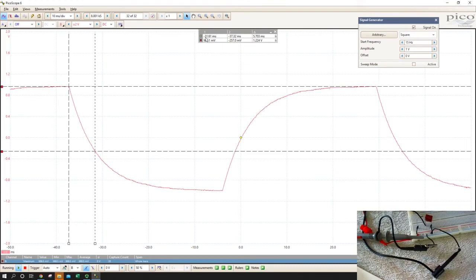So mark number one is at negative 31.6 milliseconds. Mark two is at negative 37.32. So these two. And the delta says, what's the delta between? Well, that delta between is actually the T, which is corresponding to tau. So this measurement says that I have measured a tau for this circuit equal to 5.703 milliseconds.